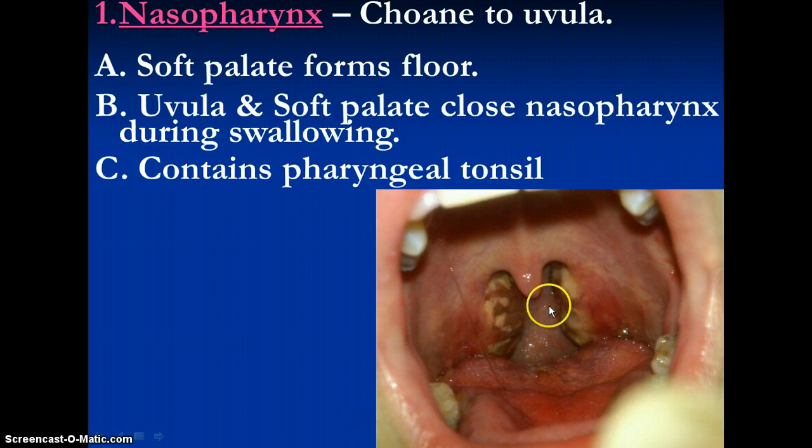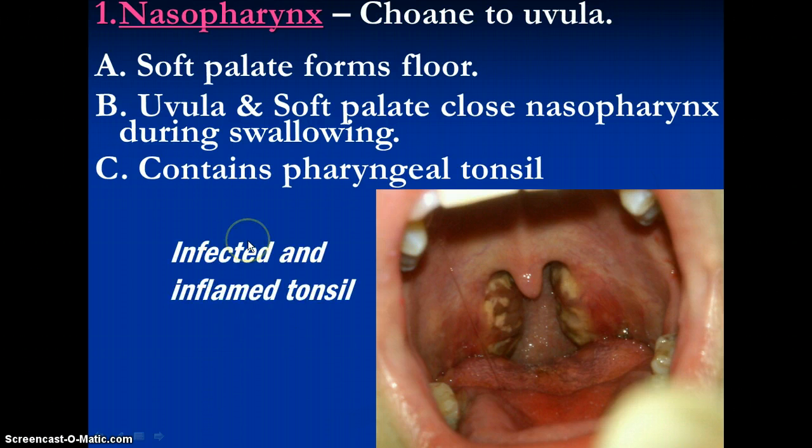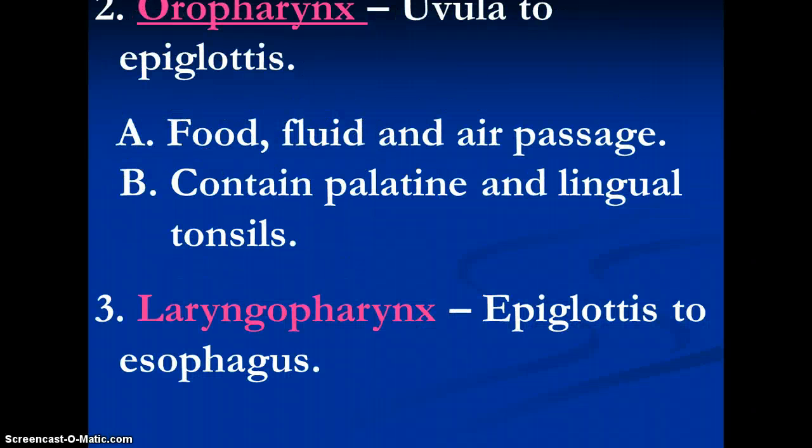Pharyngeal tonsils. There are a couple of pharyngeal tonsils that do not look too healthy. Matter of fact, they're infected and inflamed. The oropharynx, again, goes from the uvula down to the epiglottis. Epiglottis is the little flap on top of the glottis, or on top of your pharynx, which keeps the food from going into your trachea and allows it to go down the esophagus.